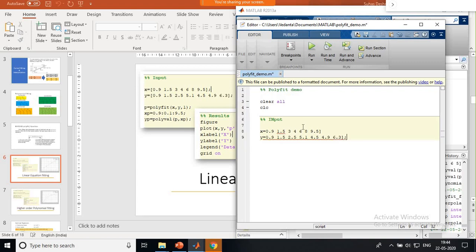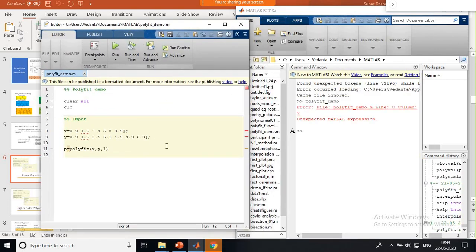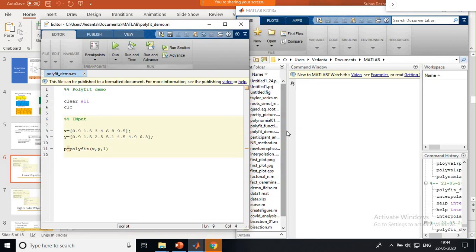So once we have these two sets of data points, then you are going to have p as a vector which will determine a polynomial: polyfit, then provide the x coordinate, y coordinate and order of the equation. So this will return two values. You can just look at it. Okay, I forgot to provide a square bracket here. Okay. So I got two values.